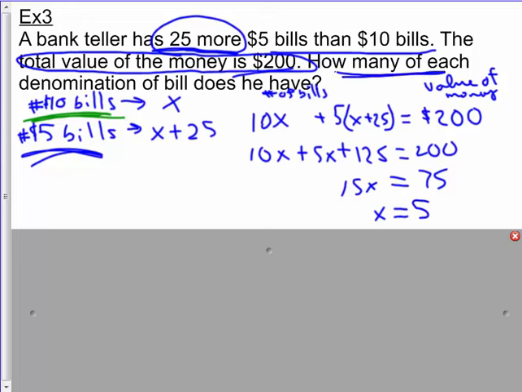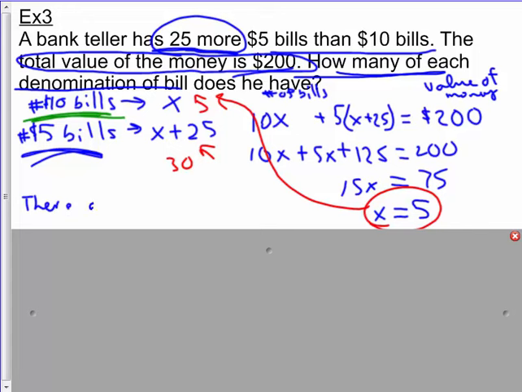How many of each denomination bill do I have? So X was $10 bills. So I have 5 $10 bills and I have 30 $5 bills. And again, we should write a sentence here. There are 5 $10 bills and 30 $5 bills.